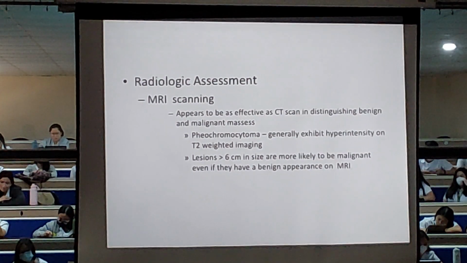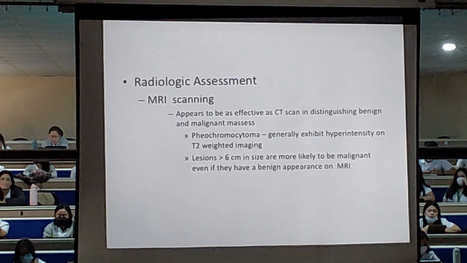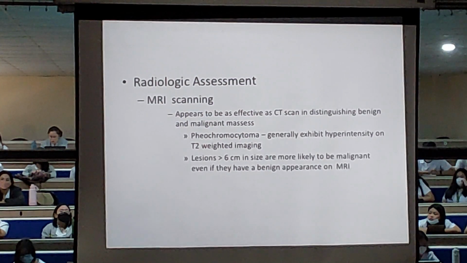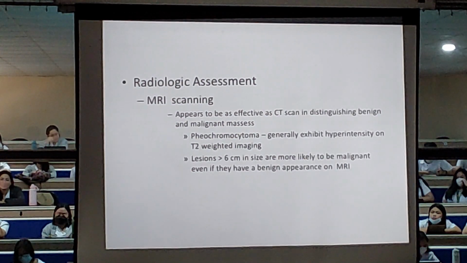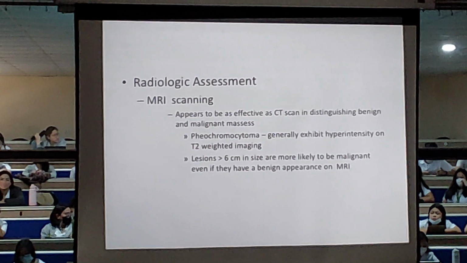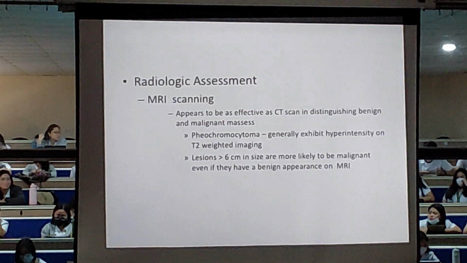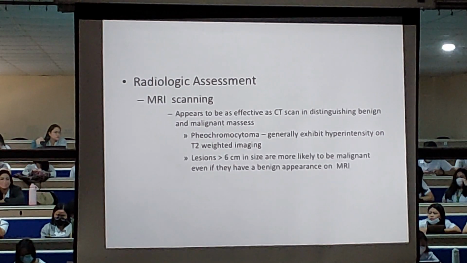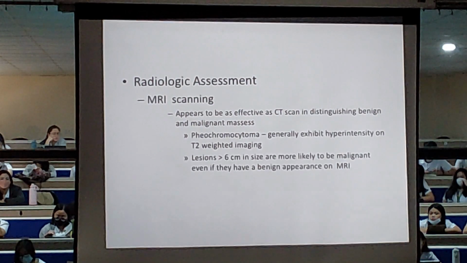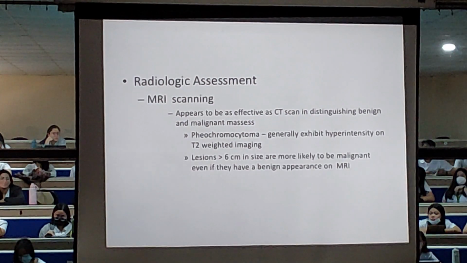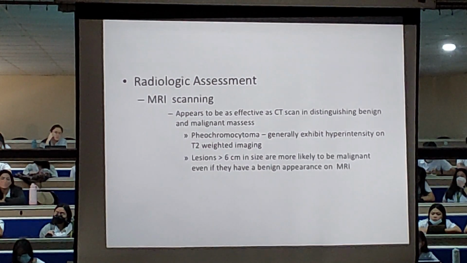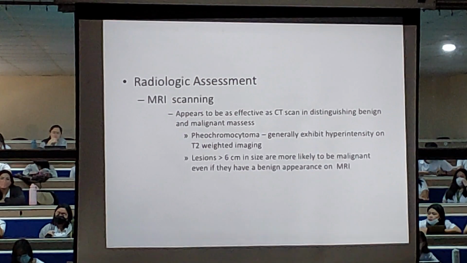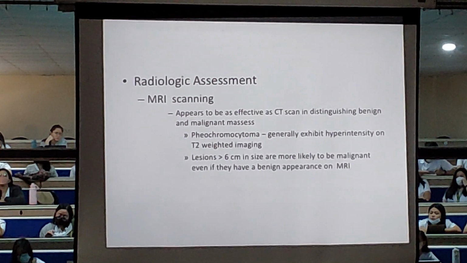Another radiologic assessment is by using MRI scanning. This appears to be as effective as CT scan in distinguishing whether the mass is benign or malignant. Pheochromocytomas usually exhibit hyperintensity on T2-weighted imaging. Lesions more than 6 cm in size are more likely to be malignant even if they have a benign appearance on MRI. So again, the size of the mass is very important to determine whether the adrenal mass is benign or malignant.